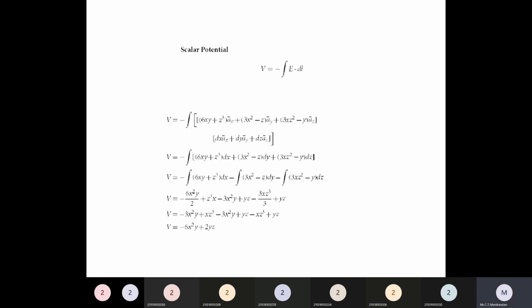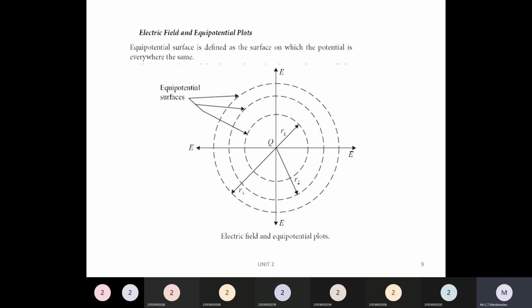Now we are doing the E dot dl formula, the dot product. You know about the dot product: like products give 1, unlike products give 0. Then we take the integral and we get the V value. V equal to minus 6xy square plus zx plus constants. So far we have seen the basics of potential, the electric field and the potential part.